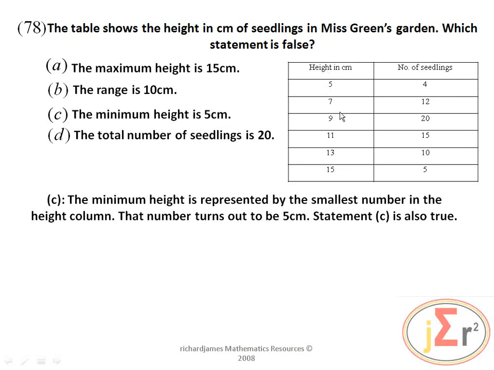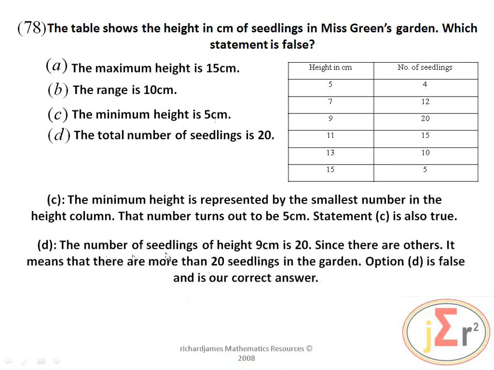So the minimum height is 5 centimeters. So that statement is also true. The number of seedlings, of course, we're looking at option D. The total number of seedlings is equal to 20.